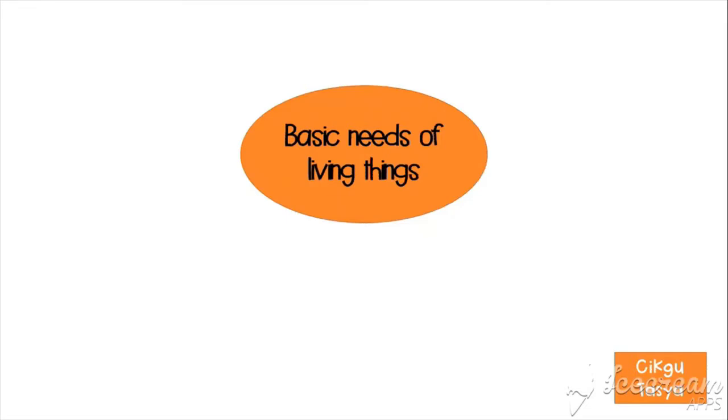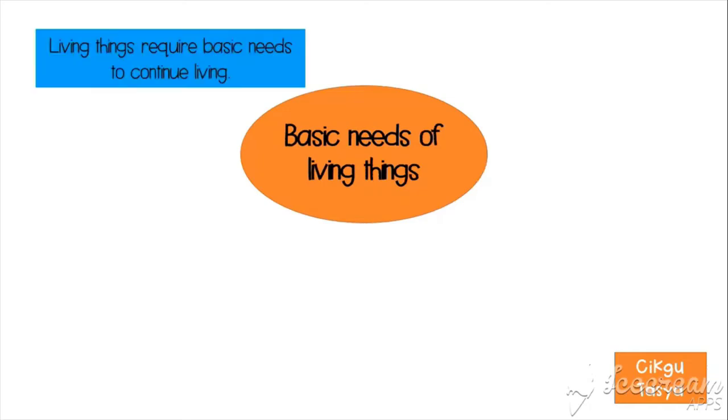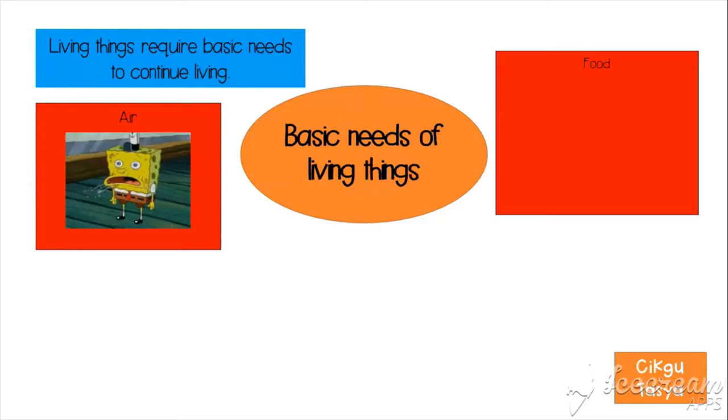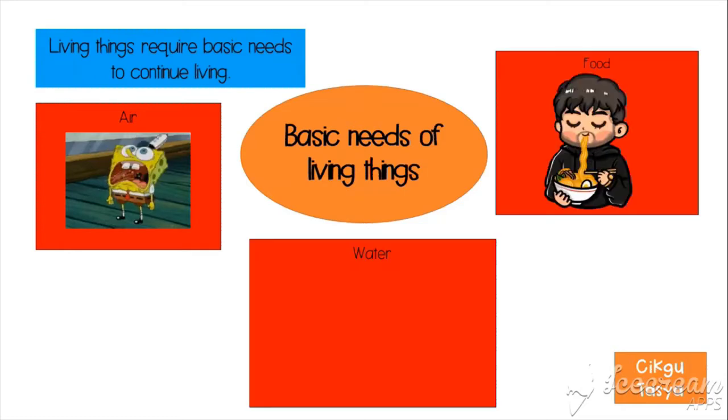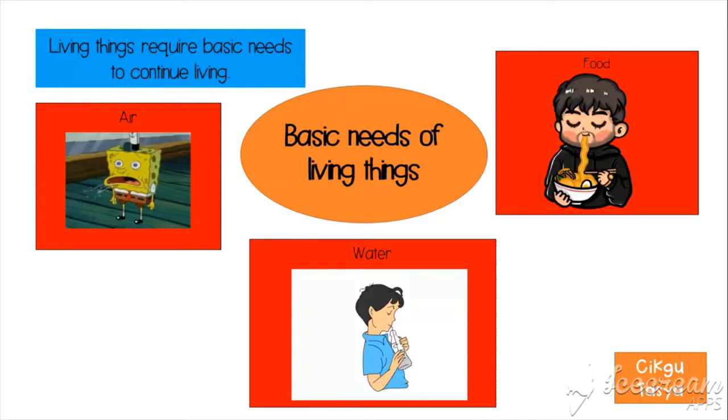Basic needs of living things. So students, kids, remember, please try to recall back what we learned last time. So, living things require basic needs to continue living. So, there are three basic needs of living things. One is air, another one is food, and another one is water. So, these three are very important for the survival of the living things.